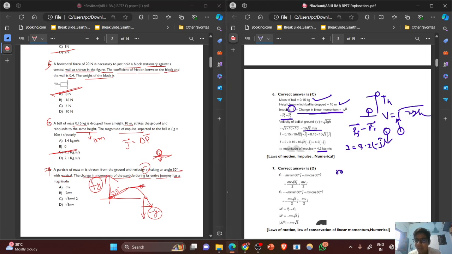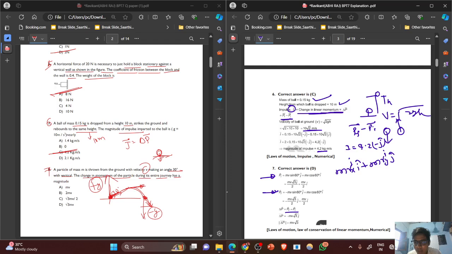Initial momentum is simply mv x i cap plus mv y j cap, and the final momentum will be simple. The final velocity will be the same as the initial velocity, because the ball strikes the ground with the same velocity with which it was projected, in a complete time of flight. So writing the initial momentum equation, then the final momentum equation, then the change in momentum.